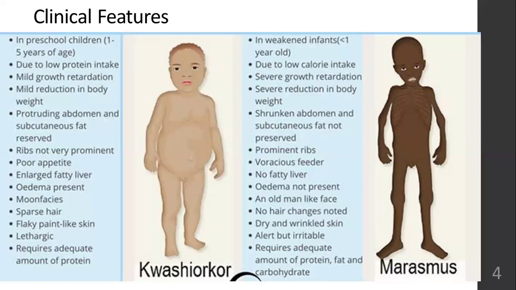Hair is very sparse here and there. They lose a lot of hair. Then flaky skin, sparse hair, flaky skin, lethargic. The child requires an adequate amount of protein to bounce back to normal health. The child may have enough calories from carbohydrates and fat, but protein is missing. So is the classification clear to all?